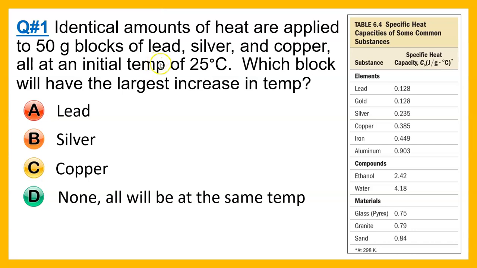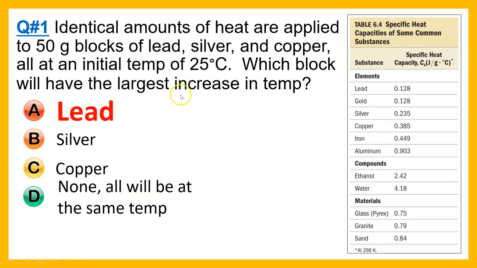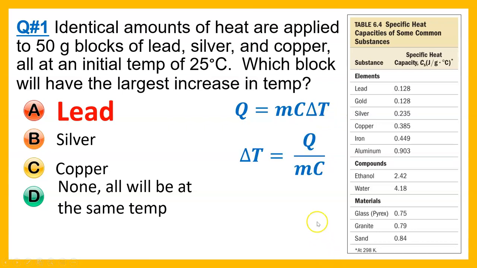All right, the one that will have the largest increase in temperature is lead. So what we have to do is think about our MCAT equation. And what are we actually solving for conceptually? We're solving for delta T. So rearrange your delta T, and you will see that the smaller your C value, the larger your delta T gets. Dividing by a small number gives you a bigger answer.